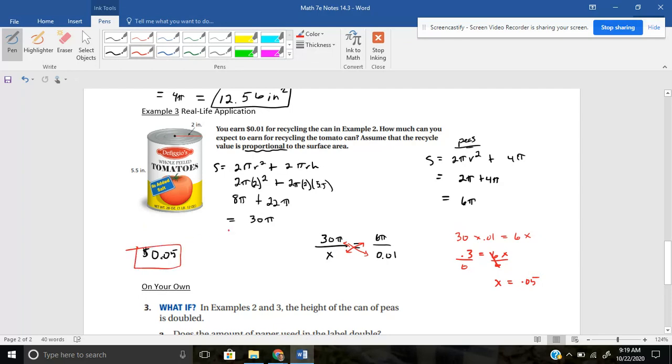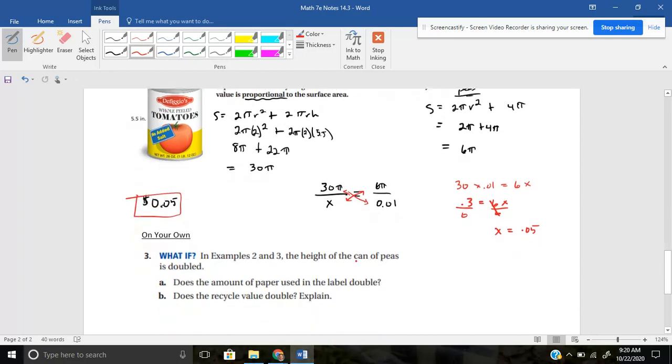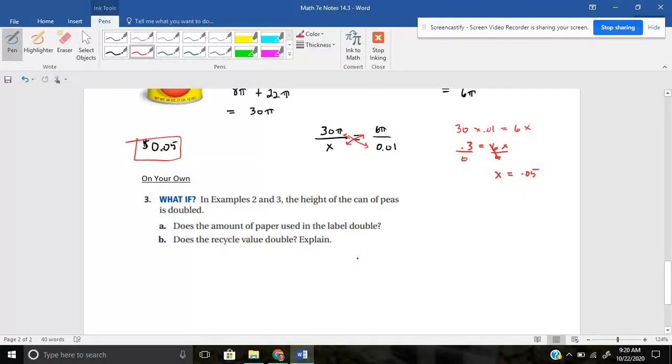Same answer we got for just kind of thinking about, okay, 1 cent for 6 pi. This can is 5 times bigger. And notice I did not multiply by 3.14. I just added a pi on the end, and it kind of made the problem a little bit simpler. Okay, so you can expect to earn 5 cents for recycling the tomato can. All right, last on your own here, please pause the video now to try these out.